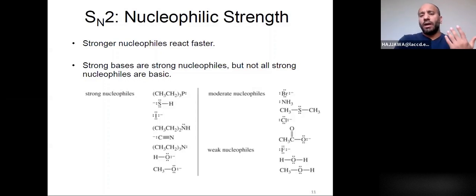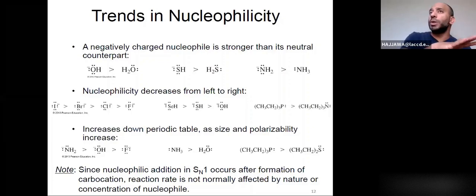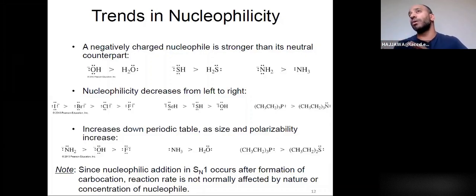And in terms of the trends in nucleophilicity, it's very important that we keep in mind that always the more negatively charged atom will be a stronger nucleophile than the corresponding neutral one. The bigger atomic size one will always be more nucleophilic than the smaller atomic size one. So it's very important that we always keep that in mind.